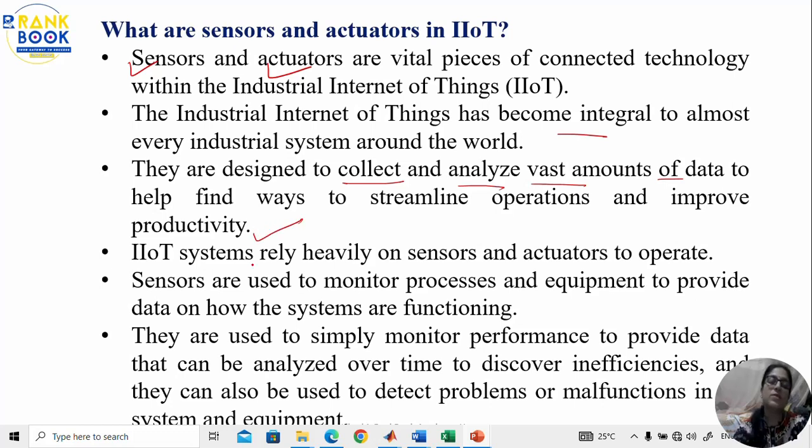IIoT systems rely heavily on sensors and actuators to operate. Sensors are used to monitor processes and equipment to provide data on how the systems are functioning. They are used to simply monitor performance, to provide data that can be analyzed over time to discover inefficiencies, and they can also be used to detect problems or malfunctions in the system.